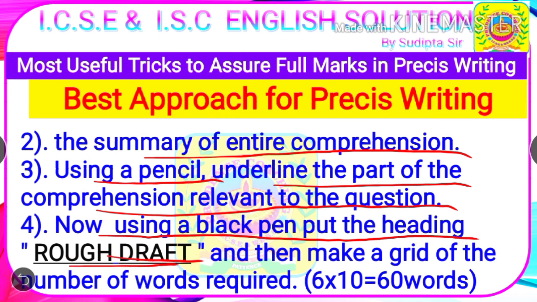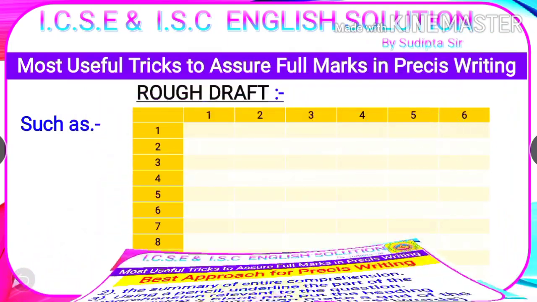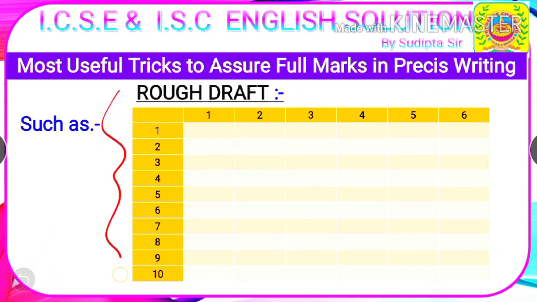This is very much important, students. Using a black pen, you should write the heading "rough draft" and then make a grid of the number of words required. You will make a grid of 6 by 10 words, which will make 60 words after finishing. We will give you an example, such as this rough draft script, which will give you the whole idea of how to write your words.